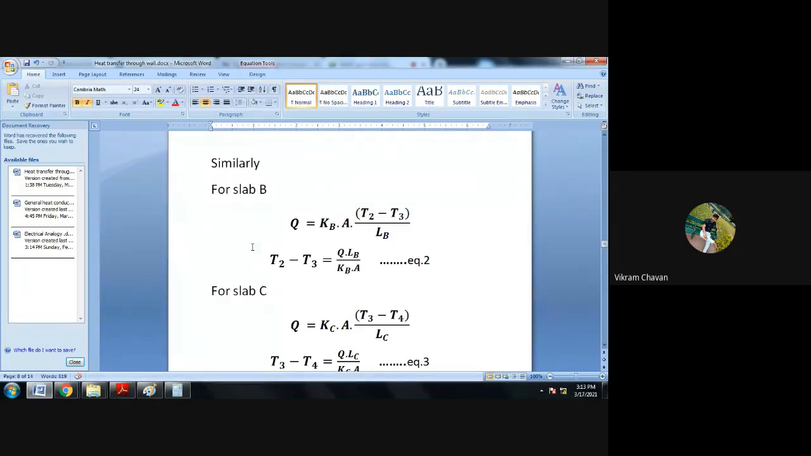Then further we have rearranged this equation as T2 minus T3 is equal to Q multiply by L suffix B, whole divided by K suffix B multiply by area.